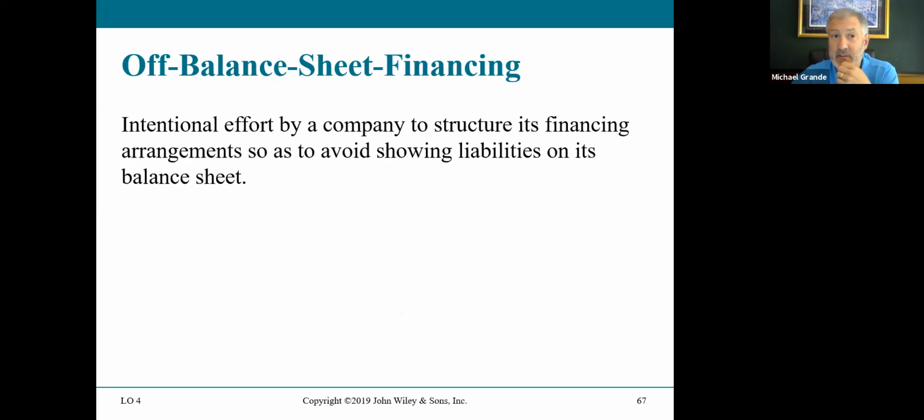Off-balance sheet financing, just need to know this is an intentional effort by a company to structure its financing arrangements so as to avoid showing liabilities on its balance sheet. Enron's an example of that.